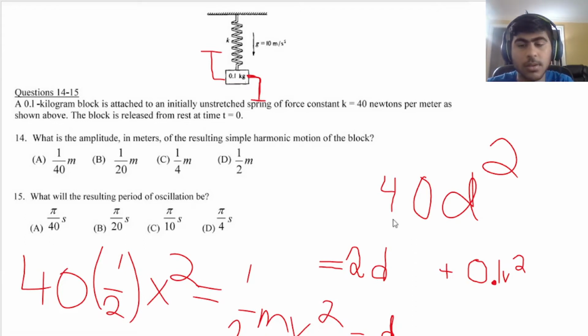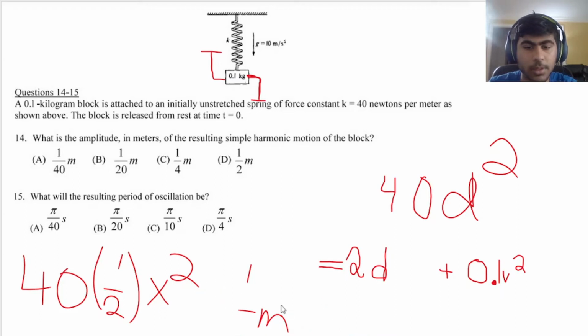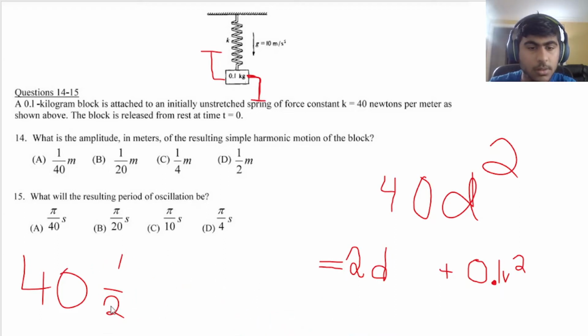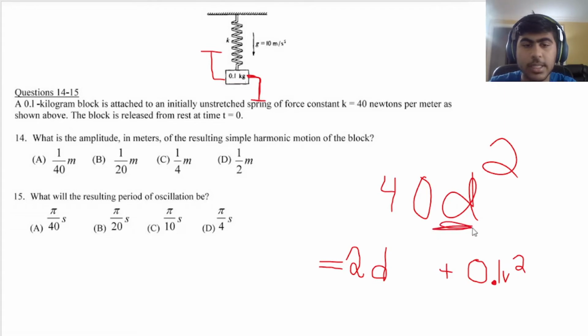Figure out that v squared equals, that 0.1 v squared equals negative... we figure out that when we plug this in here and we solve for d, we get that d is 1/40 meters. And that is that question.